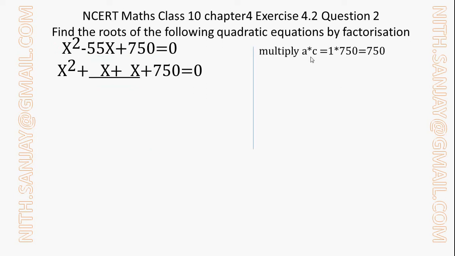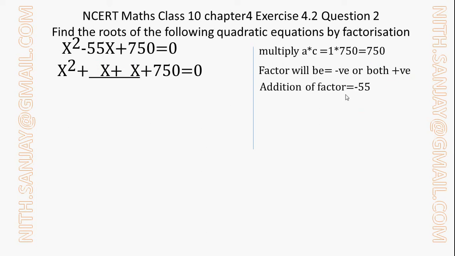So when I multiply a and c, a is the coefficient of x square and c is this constant term, which is a is 1, c is 750. If I multiply it, I will get 750. Because this multiplication is positive, both factors will either be negative or positive. Means the numbers which I have to put here and here, both will be positive or both will be negative, because positive multiplication is possible only when I multiply either two negative numbers or two positive numbers.